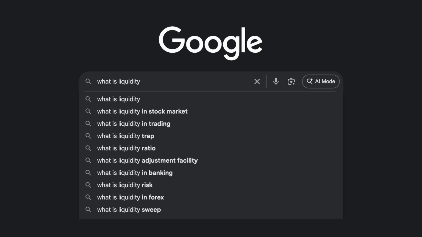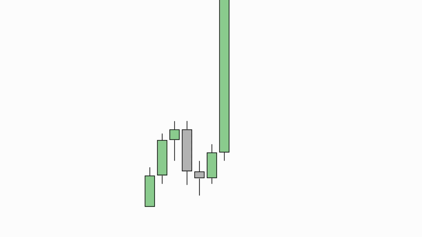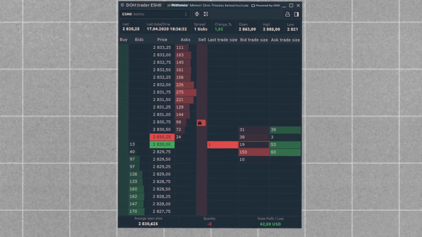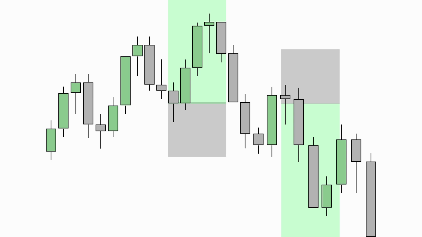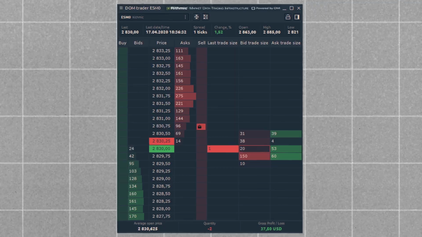Now, what is liquidity? Think of liquidity as how easily and quickly you can get in or out of a trade without pushing the price around too much. In simple trader's language, it's the pool of pending orders sitting in the market, like buy side and sell side stop loss orders waiting to get triggered. When a market is highly liquid, there are plenty of buyers and sellers at every price level. Your orders fill fast and prices stay stable.